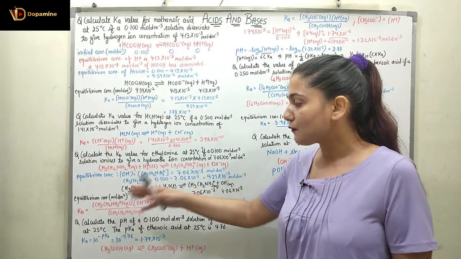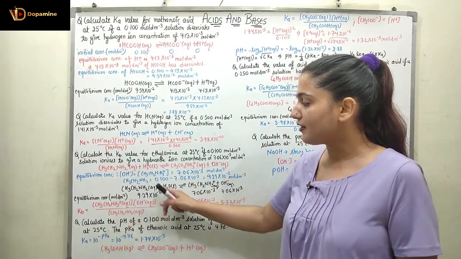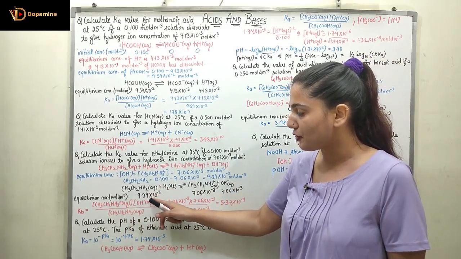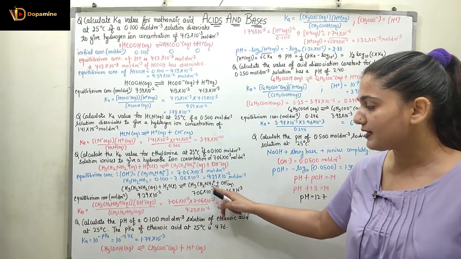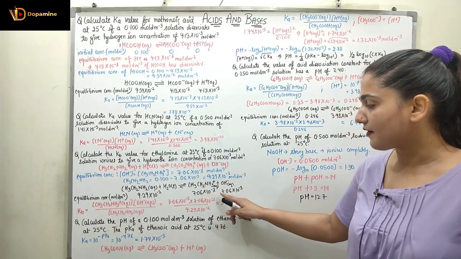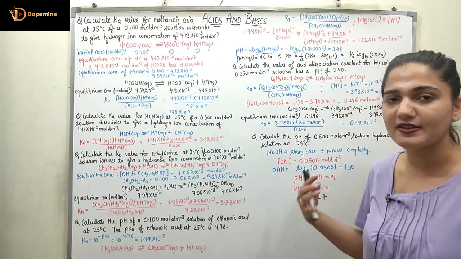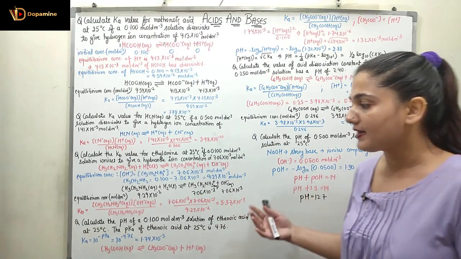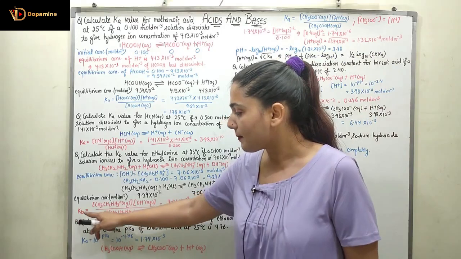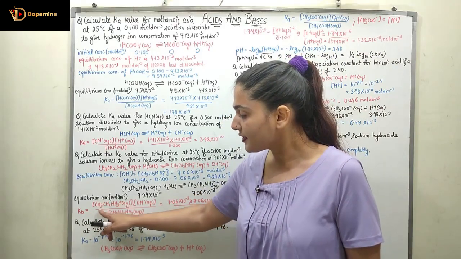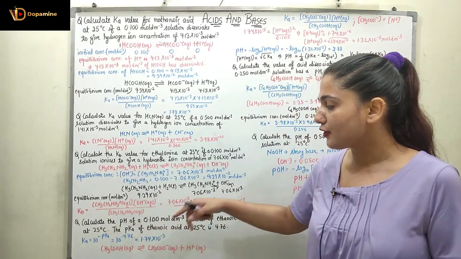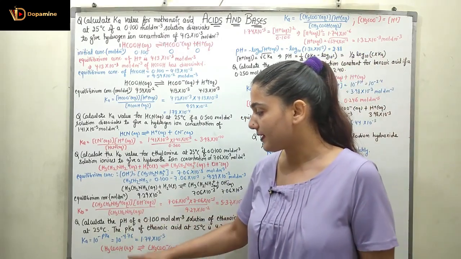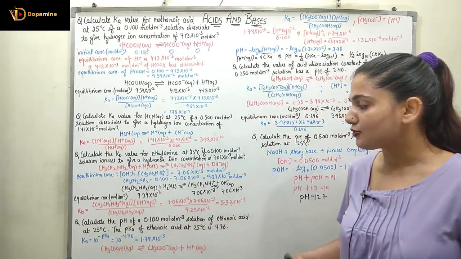Now the equilibrium concentration in mol/dm³ for CH3CH2NH2 is 9.29 × 10⁻². For CH3CH2NH3⁺, it is 7.06 × 10⁻³. For OH⁻, again it is 7.06 × 10⁻³. Now coming to the Kb. Kb will be equal to the concentration of CH3CH2NH3⁺(aq) times the concentration of OH⁻(aq) divided by the concentration of CH3CH2NH2(aq).